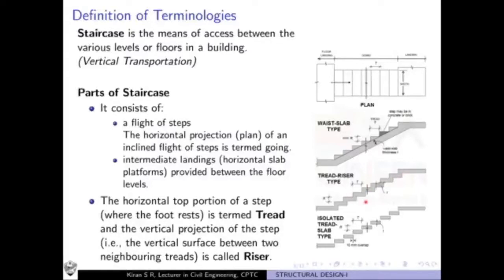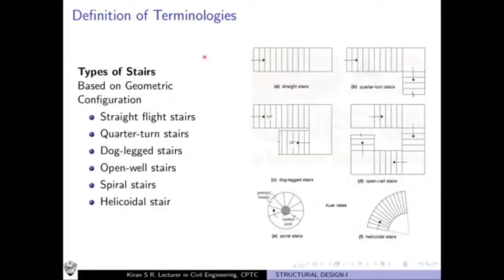Now you can have another type of staircase known as the isolated tread slab type, in which the landing slab and the tread of the steps, each of these steps, are individual units. They are separate units, not cast monolithically, not cast as a whole, they are cast individually as separate elements. Now let's discuss the different types of stairs based on the geometric configuration. So the previous case was the type of staircase, and now it is the type of stairs.